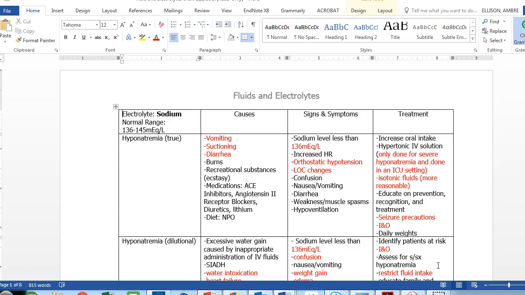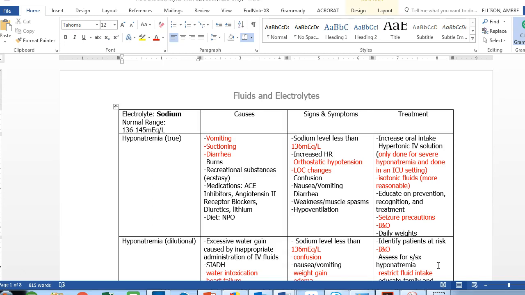So isotonic fluids are much more reasonable for somebody that is hyponatremic because your isotonic fluids are not going to decrease your sodium. You do not want to give somebody that's hyponatremic hypotonic fluids, however, because that will decrease their sodium, and that is not what we want. You are also wanting to place these patients on seizure precautions, especially if their hyponatremia is significant, and then eyes and nose.